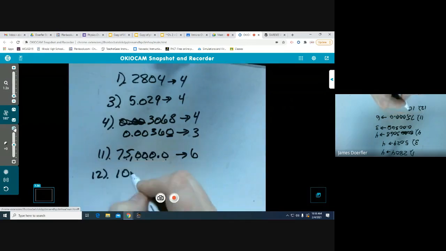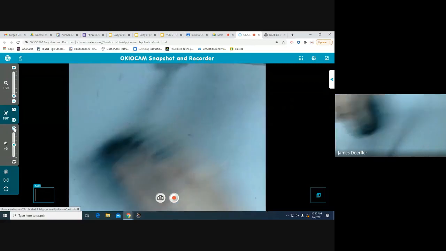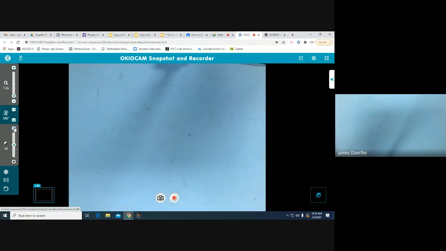One more in this section. Number 12, or whatever yours is, it says 10. 1. Very good. Since there's no decimal, that final 0 doesn't count. All right, sounds like we're doing pretty good on the identifying. Now let's scooch on down to number 2, where we're going to round to 4 figures.